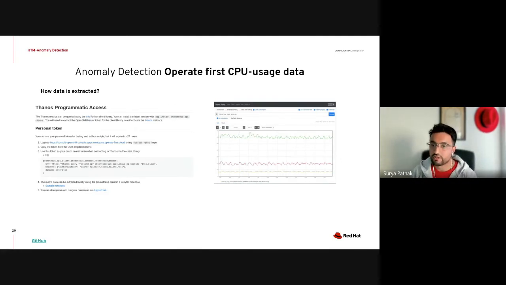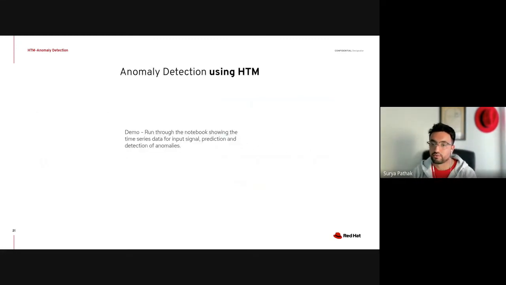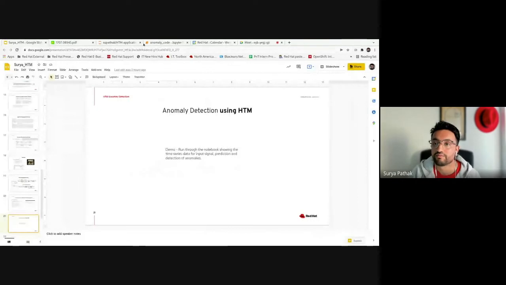We applied this algorithm on the OperateFirst CPU usage data. This data can be extracted using Thanos metrics and the Prometheus API client. Details about it are given in this GitHub link over here. Once we extract the data from a certain time period, we will apply our algorithm to see if there is an anomaly that we can find in the CPU usage data or not. So let's move on to the demo.